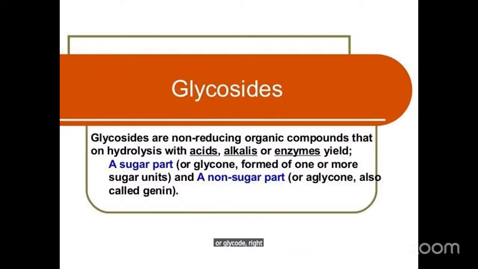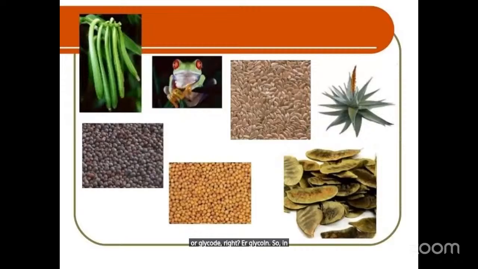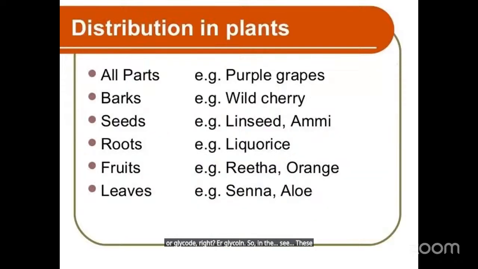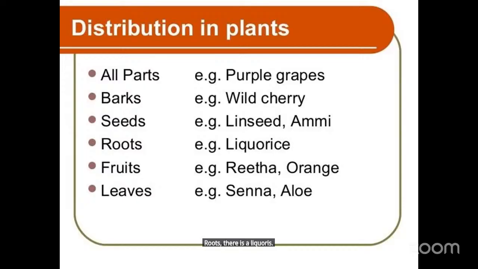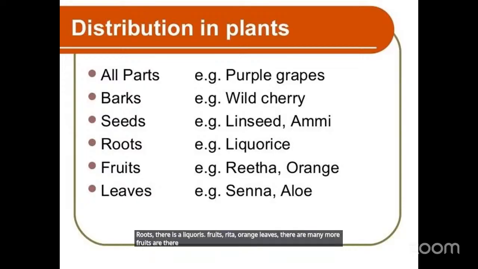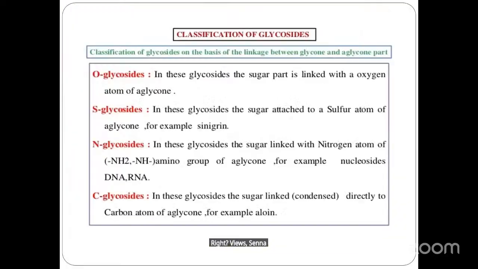These are all the plant parts: purple grapes, barks such as wild cherry bark, right? Then seeds, linseed, Ammi visnaga, visnagin; roots, there is licorice; fruits, ritha, orange, and many more fruits. Examples under the coriander fruits, right? Leaves, senna and aloe, right?